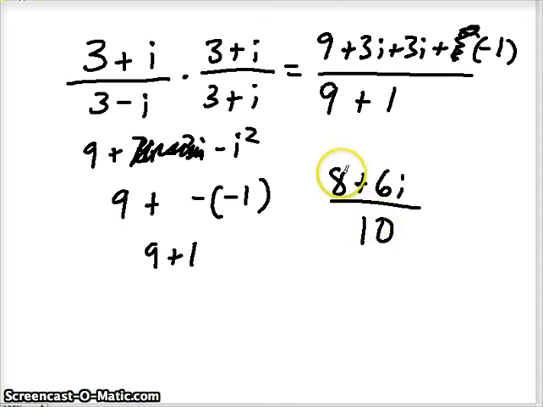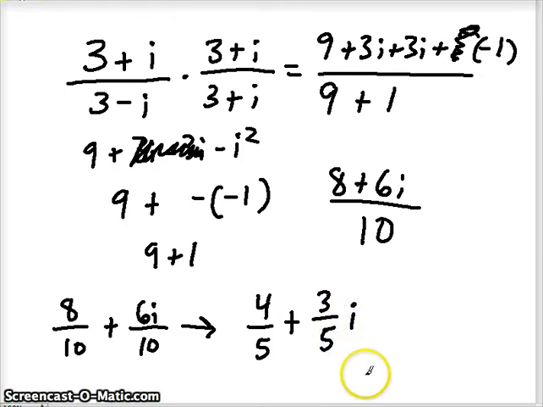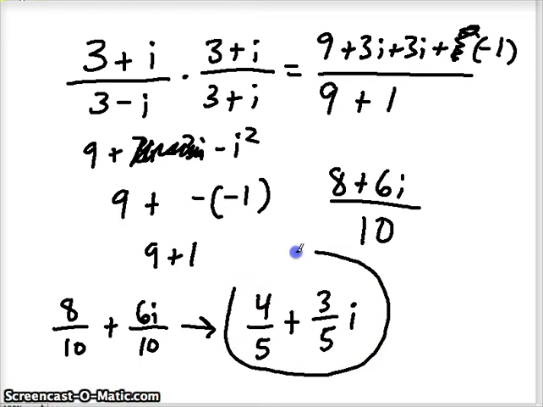Simplify, we got two different fractions, right? 8 over 10 plus 6i over 10. So let's simplify. This reduces down to 4 over 5. We're adding 6 over 10, which reduces down to 3 over 5. And i is on the end there. Even though these have like denominators, they're not like terms. This is an imaginary number, and we can't add it to our real number in front. So we have to keep it in the standard form. Real number in front, imaginary number last.